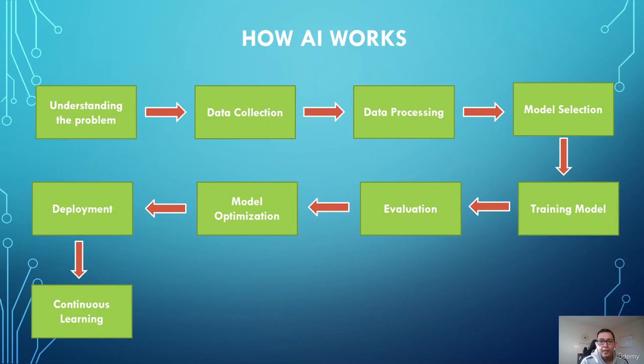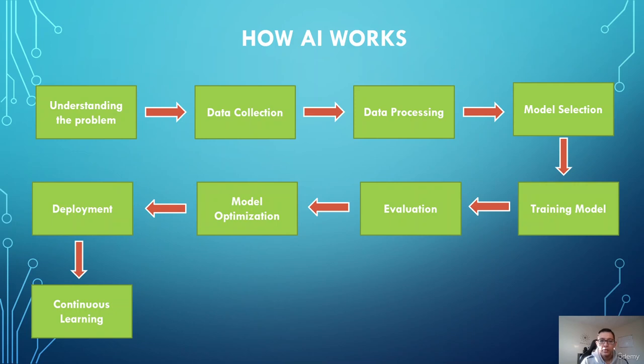Now let's go over and see how AI works. What are the different processes involved in AI processing? The first step is understanding the problem, and here we will evaluate whether this is a real AI problem or can this be solved by traditional IT.